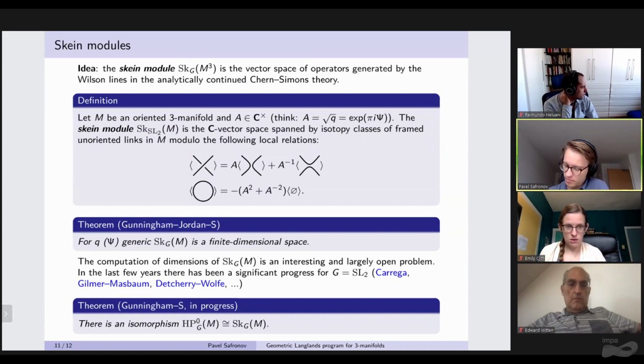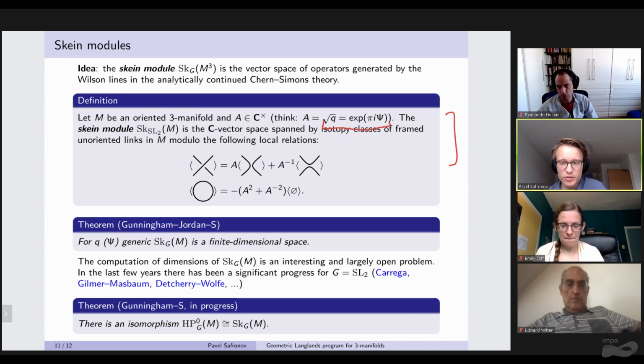There's a precise definition in the SL2 case here. Skein modules were introduced by Przytycki and Turaev 30 years ago. One fact that was proven recently by Gunningham, Jordan, and myself is that for generic q, and generic q just means generic psi, which was the parameter I was talking about before, the Skein module is actually a finite dimensional space. So it's some interesting finite dimensional vector space. The dimensions of Skein modules are quite interesting, and people have been computing them for many years, and there were some interesting computations in the last few years.